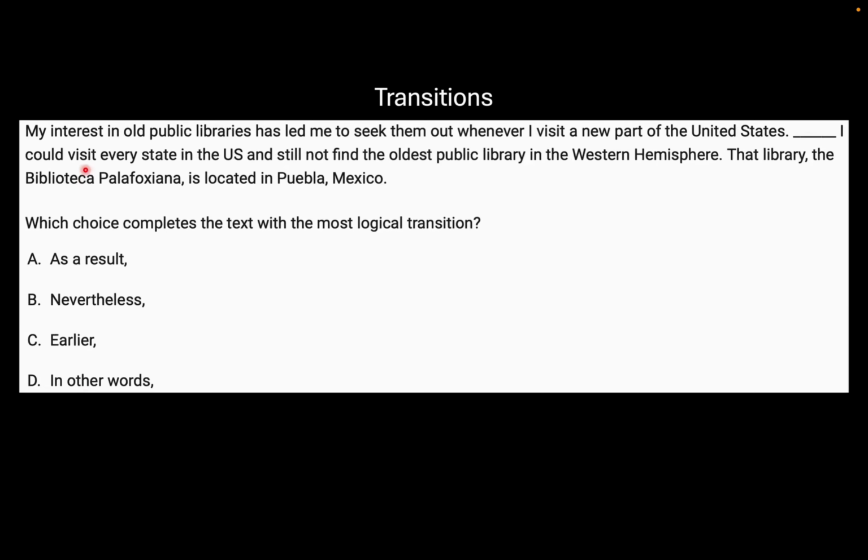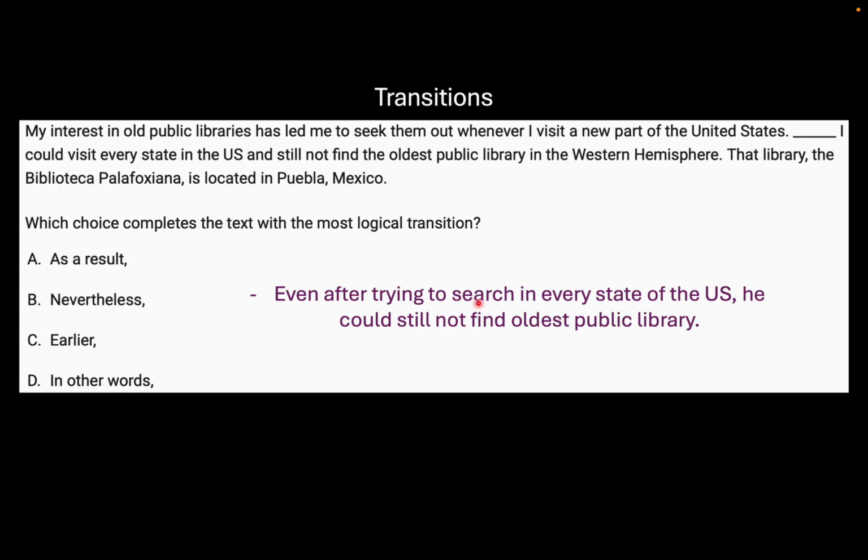correct. My interest in old public libraries has led me to seek them out whenever I visit a new part of the United States. I could visit every state in the US and still not find the oldest public library in the Western Hemisphere. That library, the Biblioteca Palafoxiana, is located in Puebla, Mexico. So even after trying to search in every state of the US, he could still not find the oldest public library. So you see there's a bit of contrast there. So the only contrasting word in here is nevertheless, so that's the correct one.